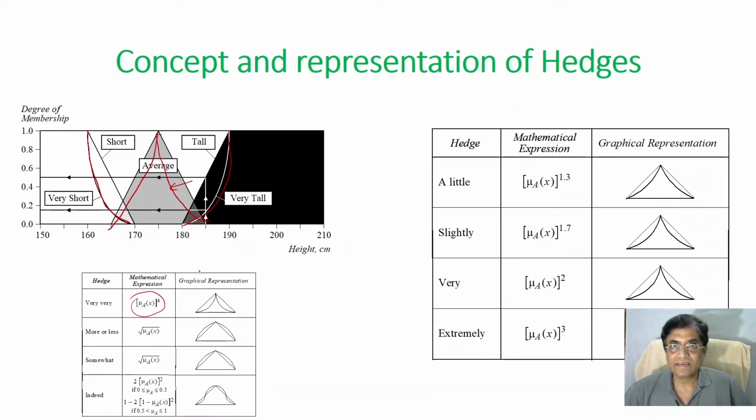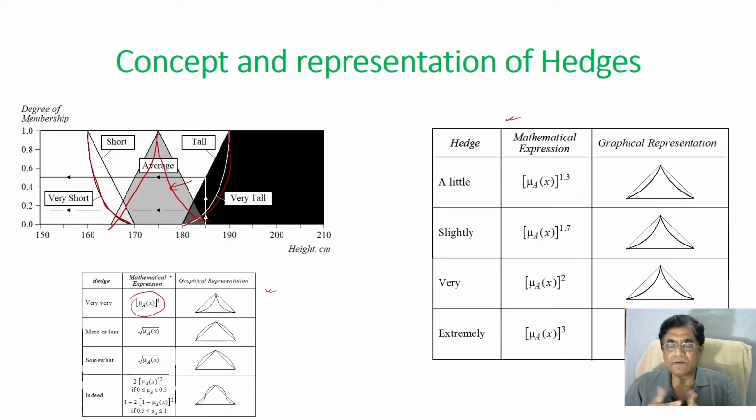So indeed, a little, slightly, very, extremely. These are the research results of fuzzy logic researchers, and we can use them for our purpose if we need to define our fuzzy set more precisely so that it can more concretely capture the vagueness of nature.